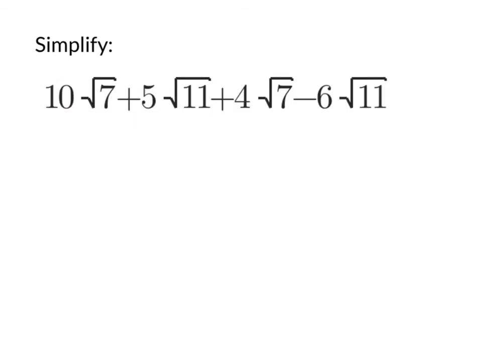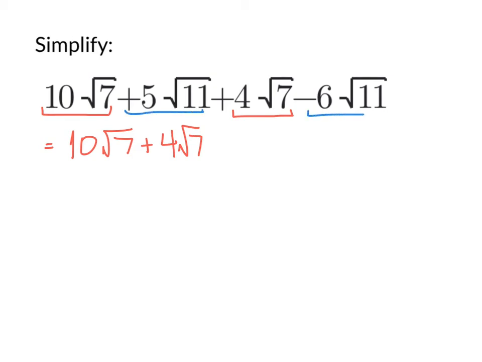Sometimes we have different types of radicals mixed in the same expression, so it's very important to identify which ones are alike. As we look through this expression, 10 square root 7 plus 5 square root 11 plus 4 square root 7 minus 6 square root 11, we want to collect all of those radicals that are alike. So first of all, I notice that these are the 2 that have square root 7s in them. So I'm going to put those next to each other. 10 square root 7 plus 4 square root 7. Then the other 2 terms, the 5 square root 11 and minus 6 square root 11, are both square root 11s. So I'll put them together too.